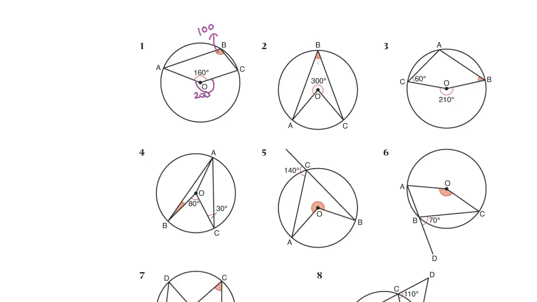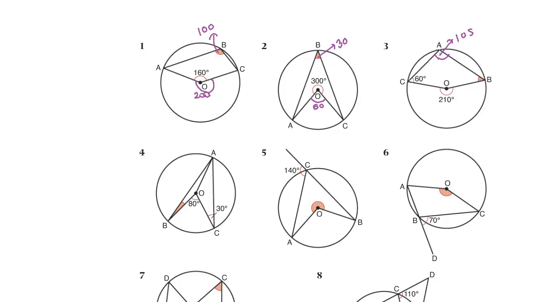The next one, again we have to find this. So if this is 300, by the complete revolution being 360, this should be 360 minus 300, that is 60 degree. So at the circumference, the angle would be half of the angle at the center. So this is 30 degree. Next, we know that this is 210 degree. That means the angle at the center is going to be half of that. 210 divided by 2 is 105.